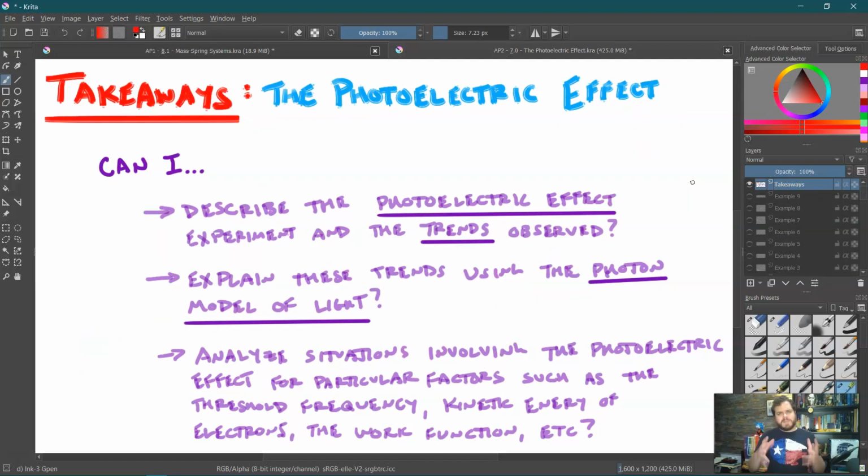Okay, so what are the big takeaways talking about the photoelectric effect? Well, one, can we describe what the photoelectric effect is in the experiment? And can we really talk about specifically what are the trends we observe? Can we explain these trends using the photon model, otherwise known as the particle model or the quantum model of light? And can we analyze situations involving the photoelectric effect specifically for factors such as the threshold frequency, the kinetic energy of the electrons, work function, etc.?